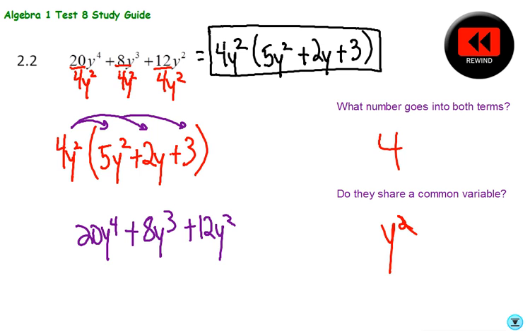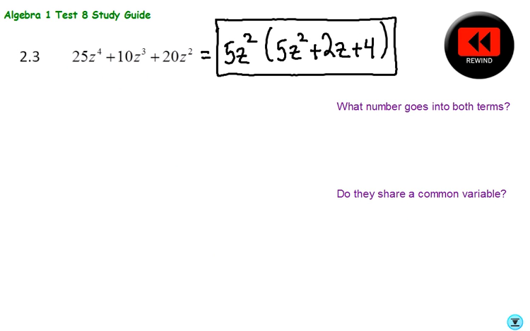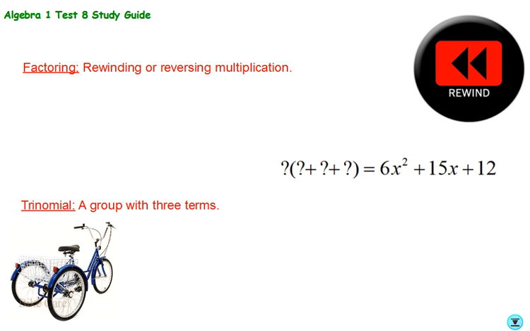All right, well, let's check, see what you got over there. 2, 3 on the right side should have got 5z squared times 5z squared plus 2z plus 4. Again, if you got that, great. If you didn't, then pause, try to figure it out, or ask for some help.